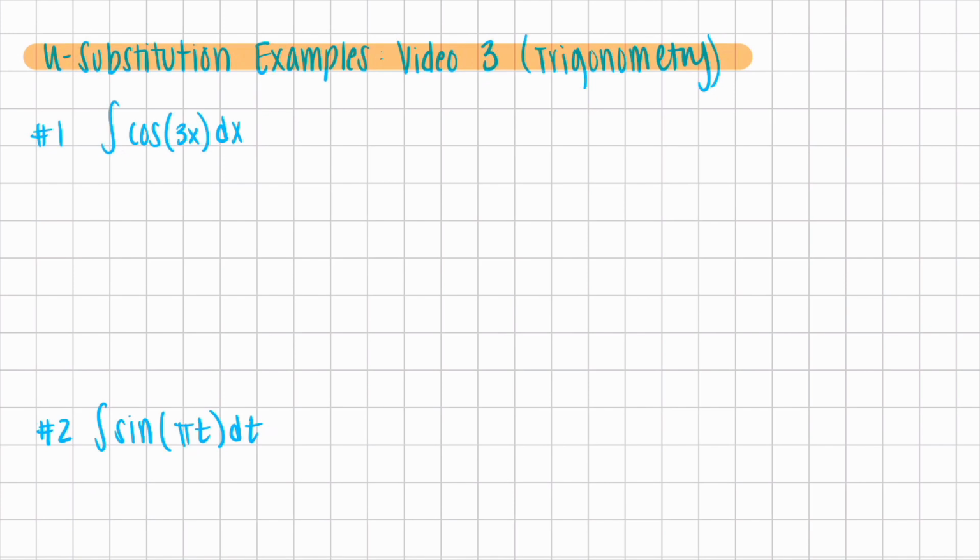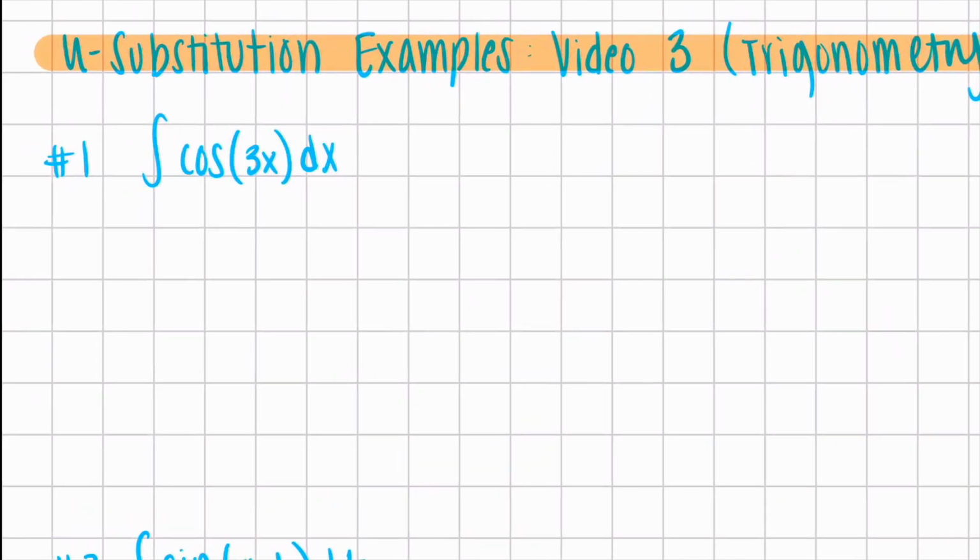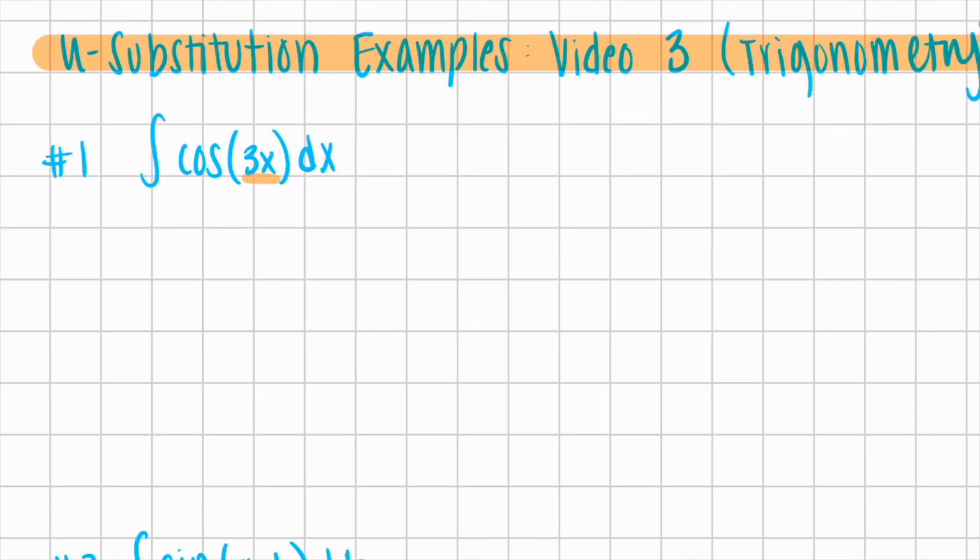So starting with number 1, a lot of times if your argument, so meaning cosine of what, is something other than x, a lot of times that's going to be your u. So let's make u equal to 3x. du, take the derivative, is going to be 3 dx. Like we've talked about in previous videos, I have dx, but I want 3 dx.